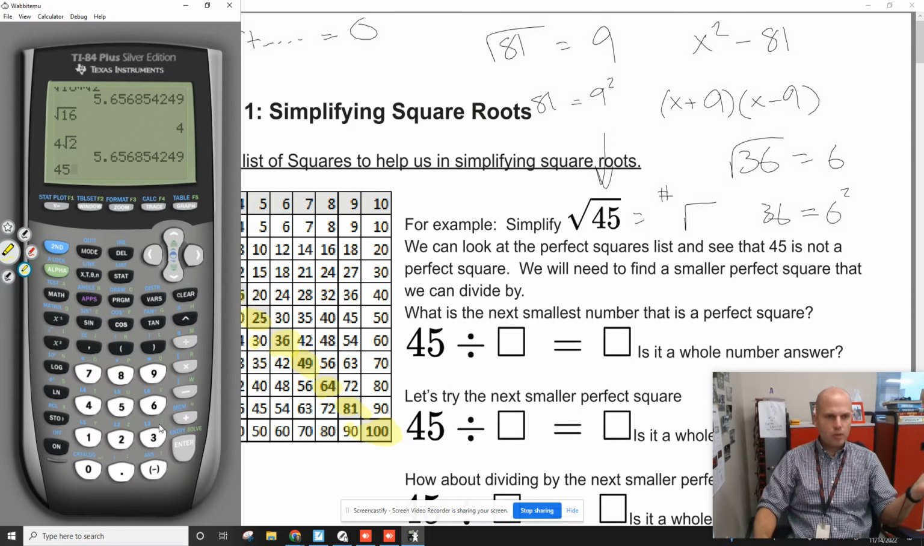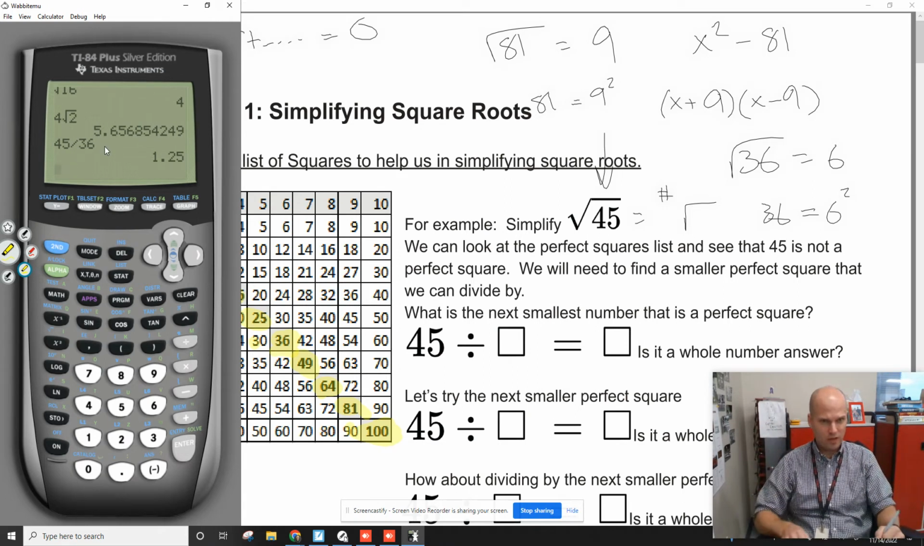Okay, so I'm going to start with a number that I think can divide in there, and I get 30, and I'm trying 36. Now I know 36 isn't going to go into 45 because 36 is bigger than half of 45.